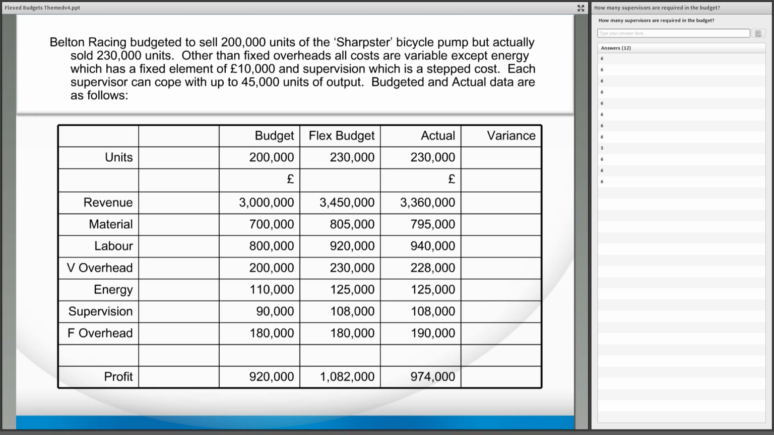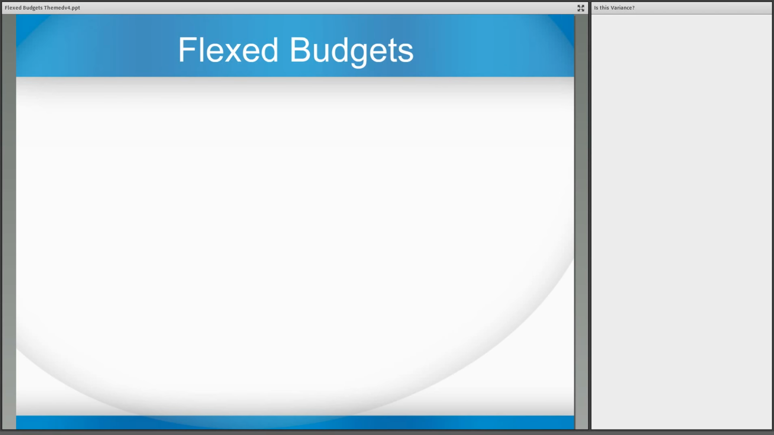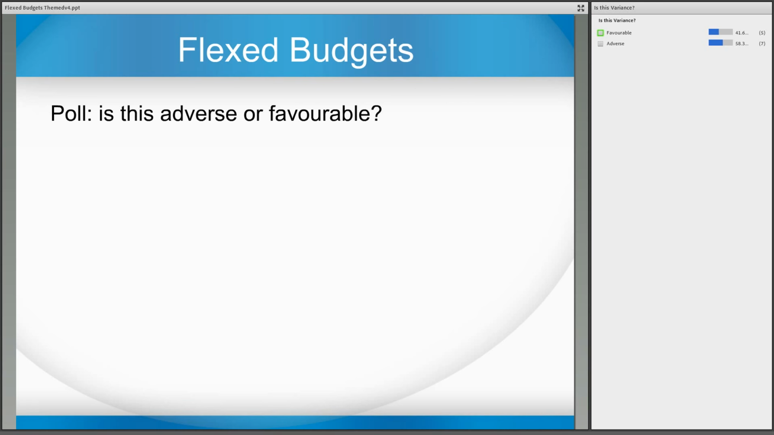Revenue. Our flex budget says 3450. Our actual is 3360. That's a difference of 90. Okay, time for a poll. Who thinks this is good news and who thinks it's bad news? So we have something of a split decision. This is interesting. Our flex budget says we should sell 3450. We've sold 3360.